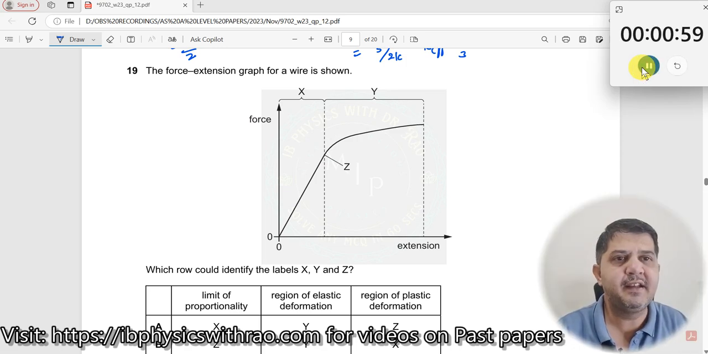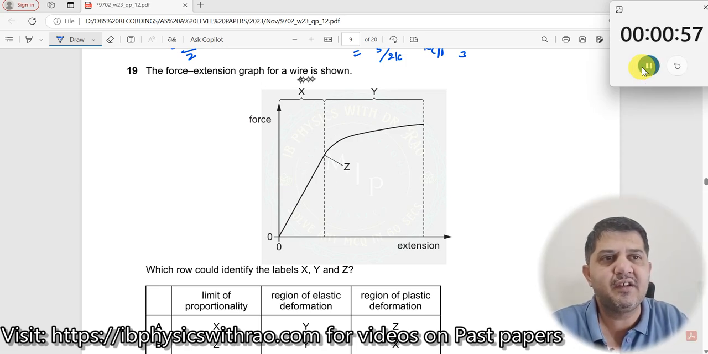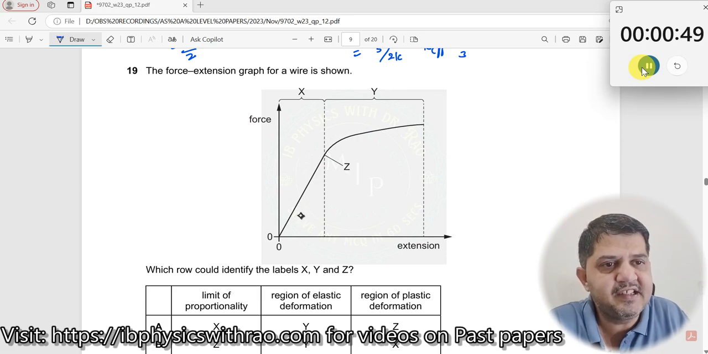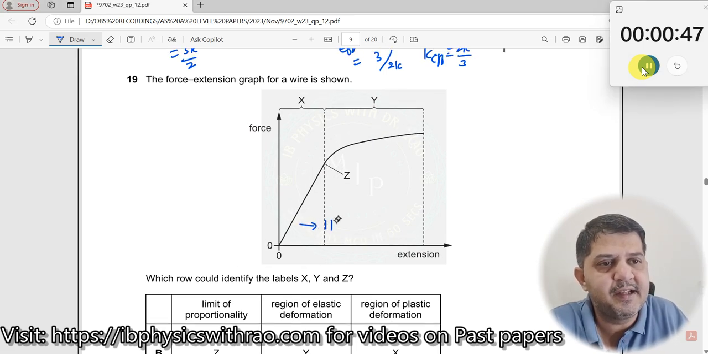Question number 19. The force extension graph for a wire is shown. Which row identifies the labels x, y, and z? Before looking at the options, we can say this region is the one which obeys Hooke's law.